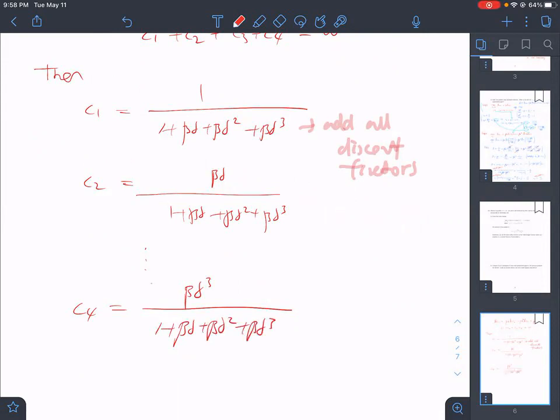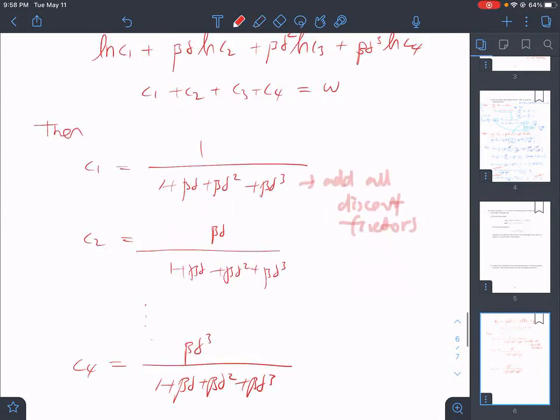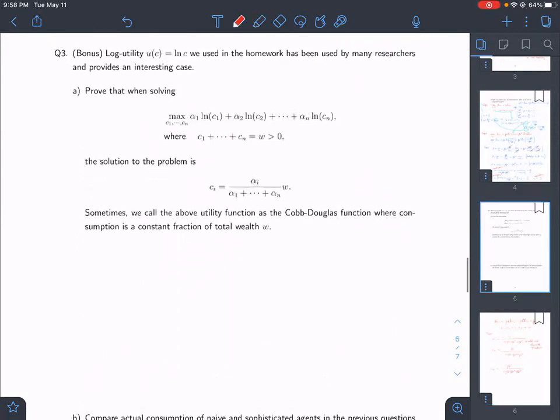This is using the property of the Cobb-Douglas function, which I was trying to explain in the bonus question. I will write the answer key for this one and then share it on Canvas.